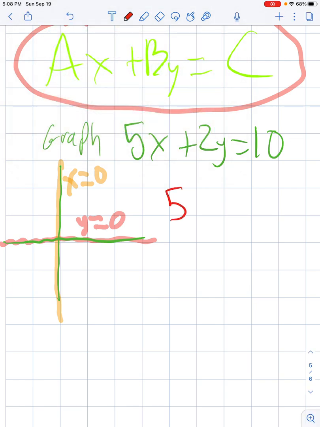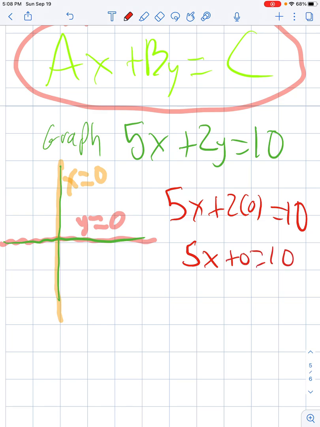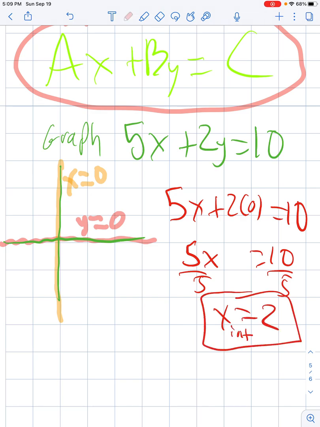So let's find our x-intercept. To find it, I'm going to make y equal to 0. So I have 5x plus 0 equals 10. I don't need the plus 0, that doesn't do anything. I can divide by 5, and so I found my x-intercept equals 2.